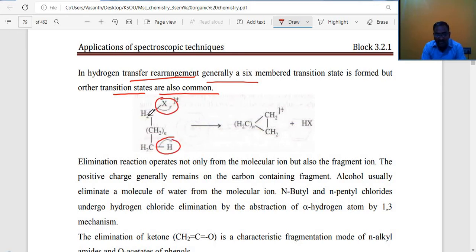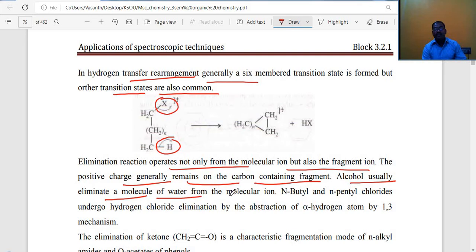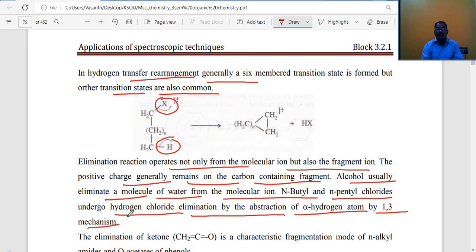This halogen, HX. What happened here? CH2, leading to the formation of what? Cyclic elimination. The elimination reaction operates not only from the molecular ion but also from the fragment ion. The positive charge generally remains on the carbon-containing fragment. Alcohols usually eliminate a molecule of water from the molecular ion. Consider an example. N-butyl and N-pentyl chlorides undergo hydrogen chloride elimination by the abstraction of an alpha hydrogen atom by 1,3 mechanisms.